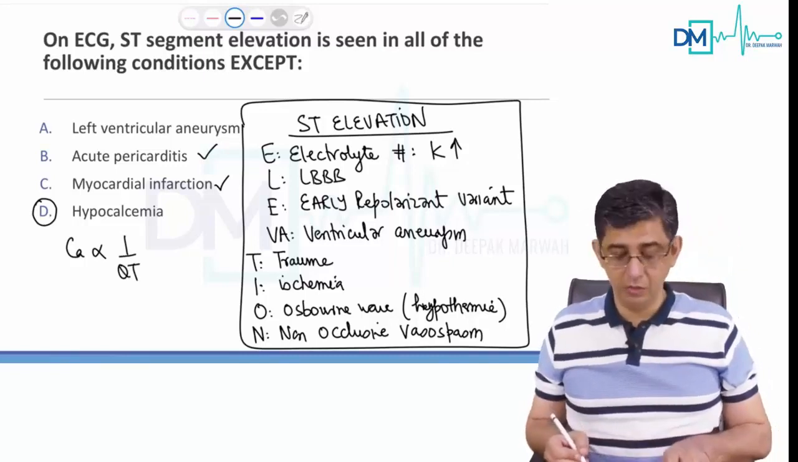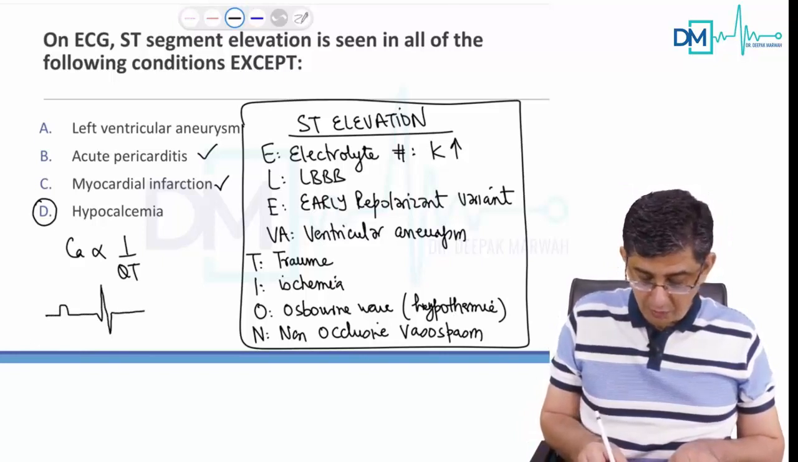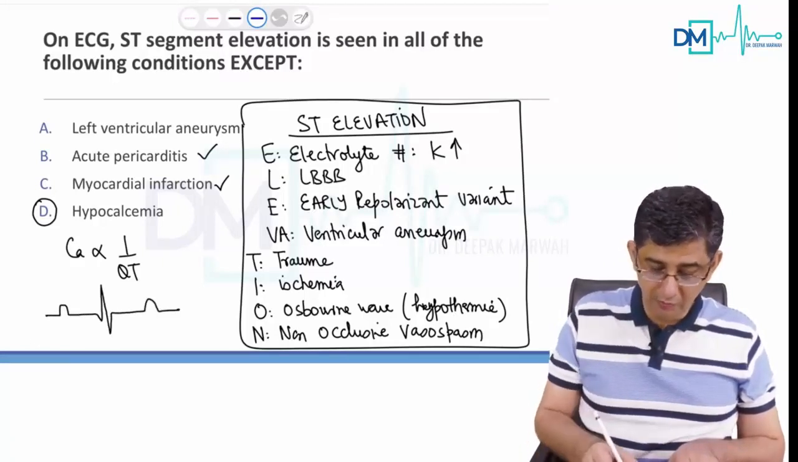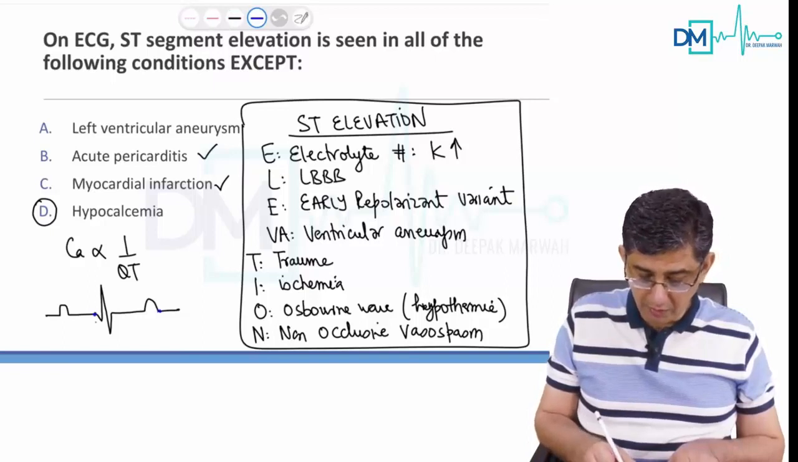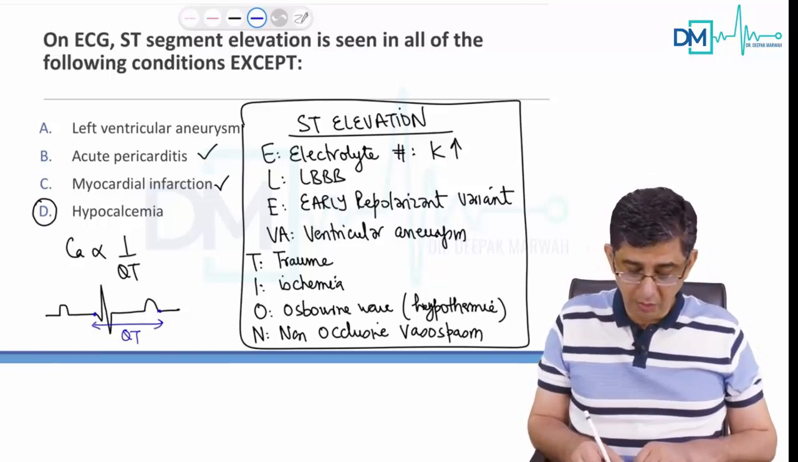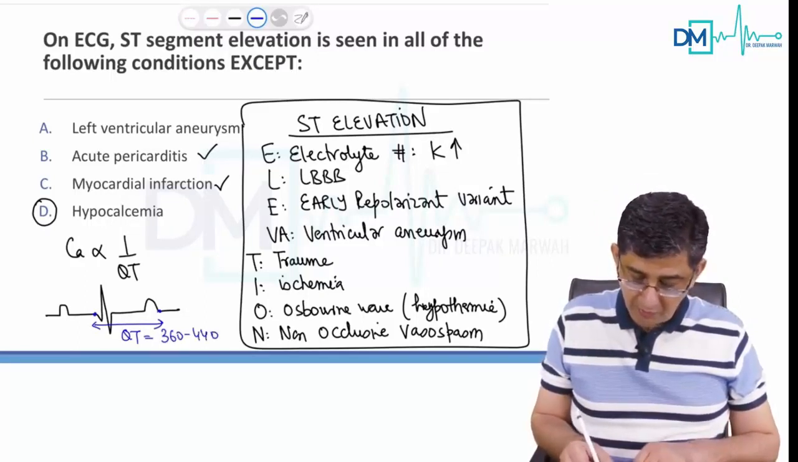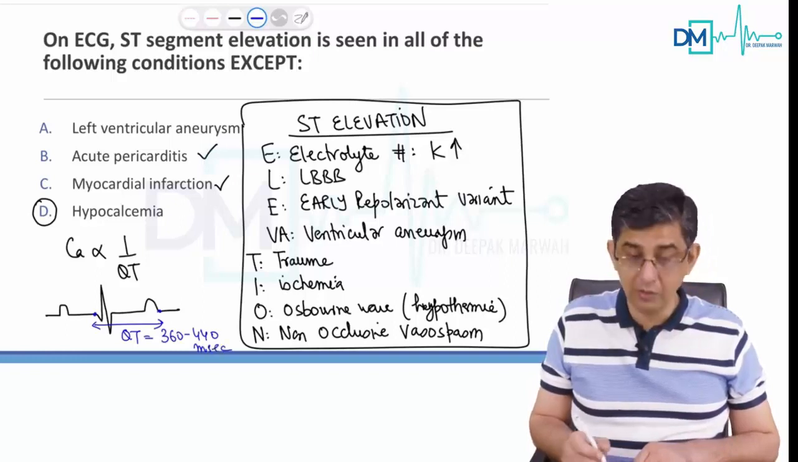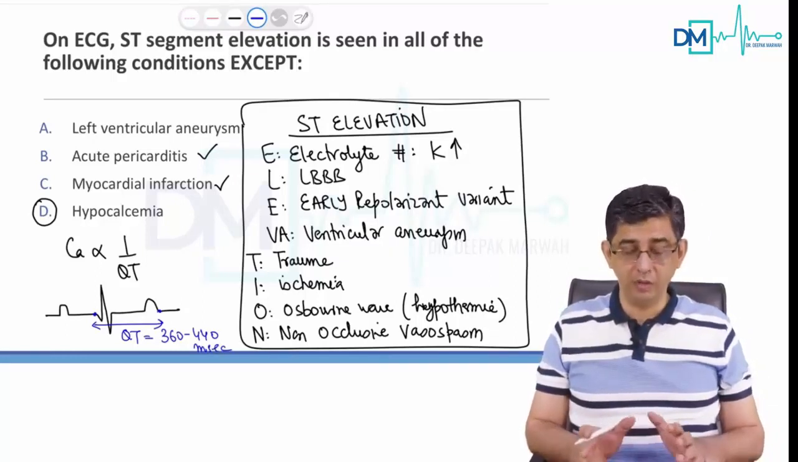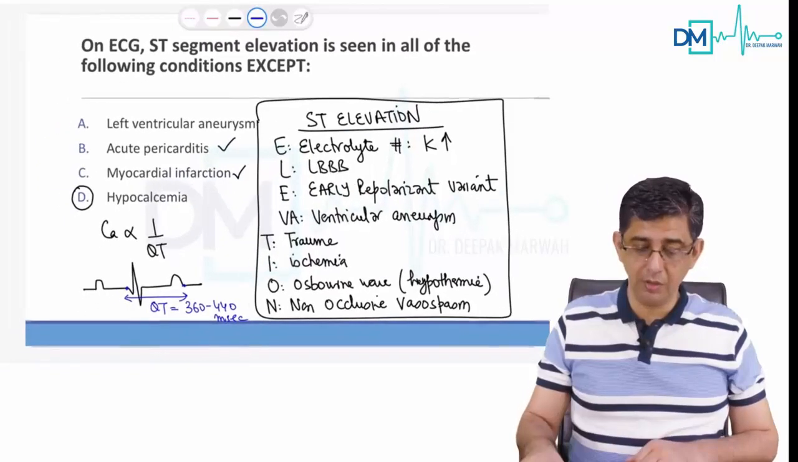What is the normal duration of the QT interval? 360 to 440 milliseconds. The QT interval starts from the Q and ends at the T. This particular area is called the QT interval. The normal duration of the QT interval will be 360 to 440 milliseconds. This would be 9 to 11 small squares in the ECG, and if it is prolonged, that would be hypocalcemia, that is tetany, which can cause QT prolongation in the patient.